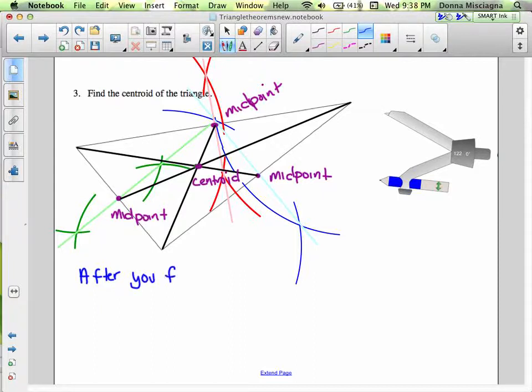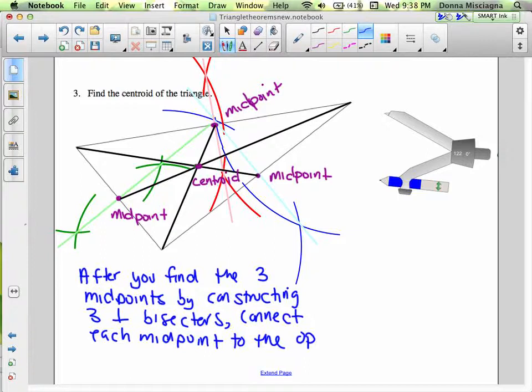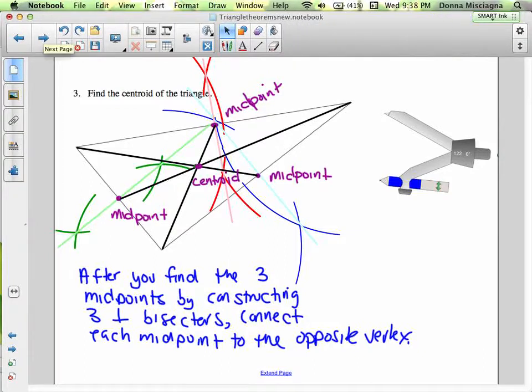after you find the 3 midpoints by constructing 3 perpendicular bisectors, use a straight edge and connect each midpoint to the opposite vertex. And where those 3 medians intersect, that is the centroid. So this connecting the midpoint to the opposite vertex, that's the centroid.